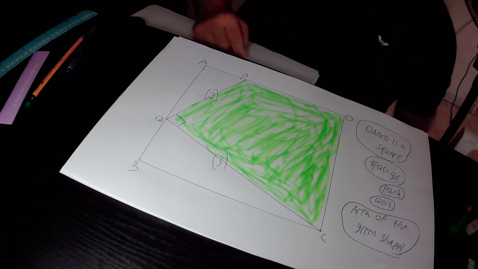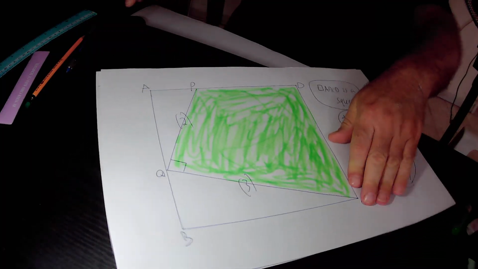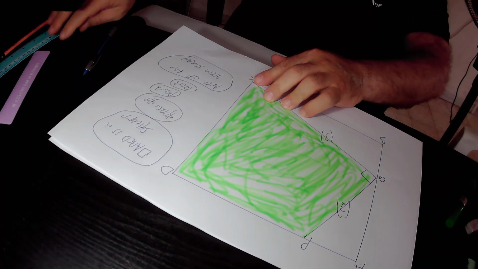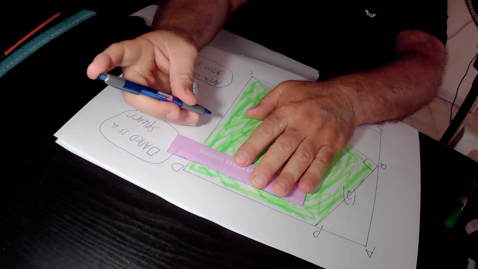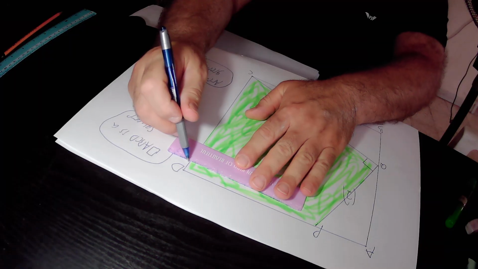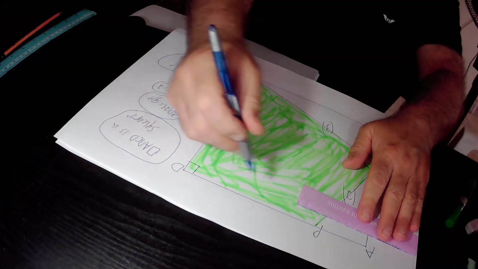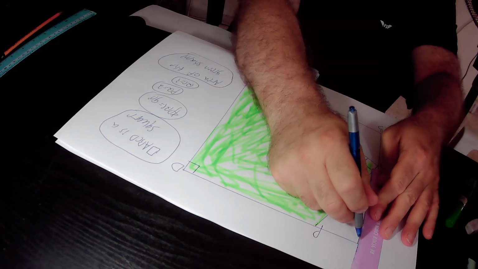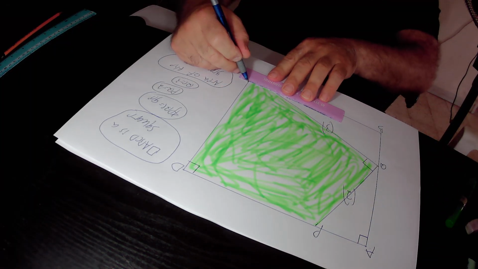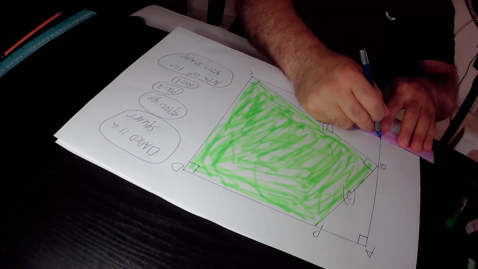So first of all, we know that all the angles inside any square are right angles. So those four angles are all right angles. This is a right angle. This is a right angle. This is a right angle. And this is a right angle.